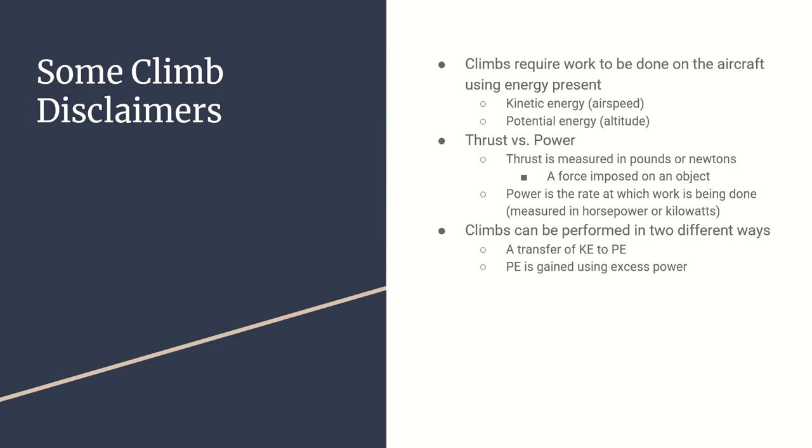Depending on the type of climb we're doing, we might prefer to have excess thrust, or, depending on the type of climb, we might prefer to have excess power. So we have to make use of the energy available to the aircraft to make the climb happen. There are two types of energy that we are concerned about when we're flying. The first is kinetic energy, which is basically airspeed. So the faster we're moving, the more kinetic energy we have.